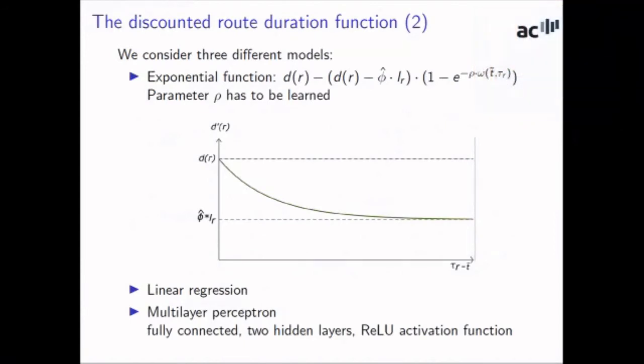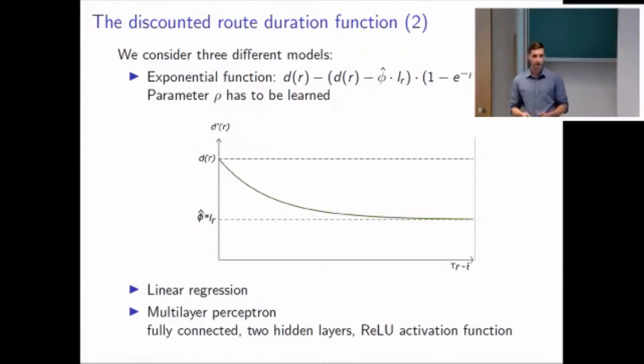So we tried three different models to realize this surrogate function. And the first one is a handcrafted exponential function, motivated by the assumption that given enough time, all routes approach this average order duration. And of course, the less time left, the less improvement to expect, which is why we model this here with exponential decay. We also tried a linear regression and a fully connected multi-layer perceptron.